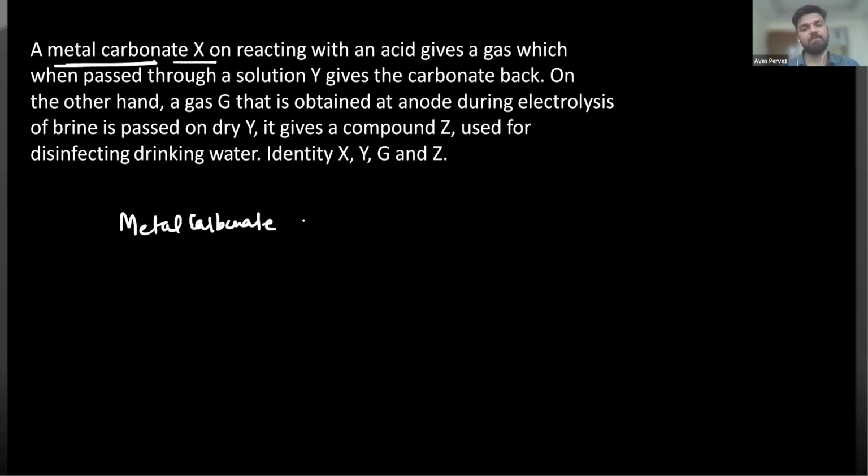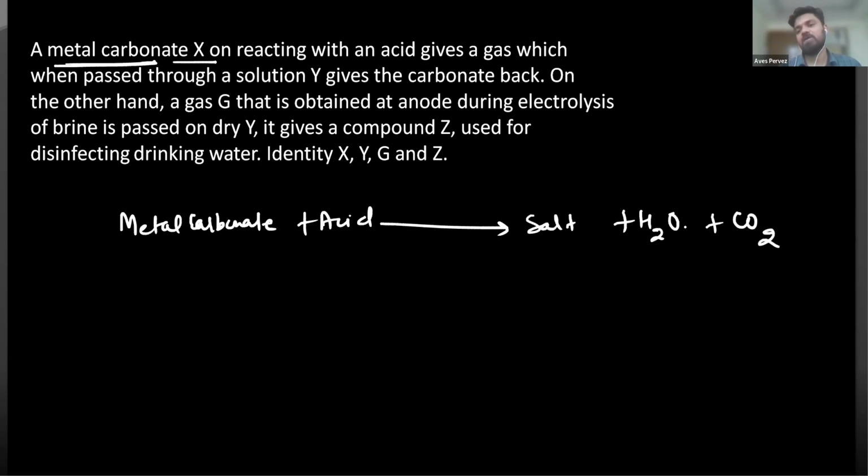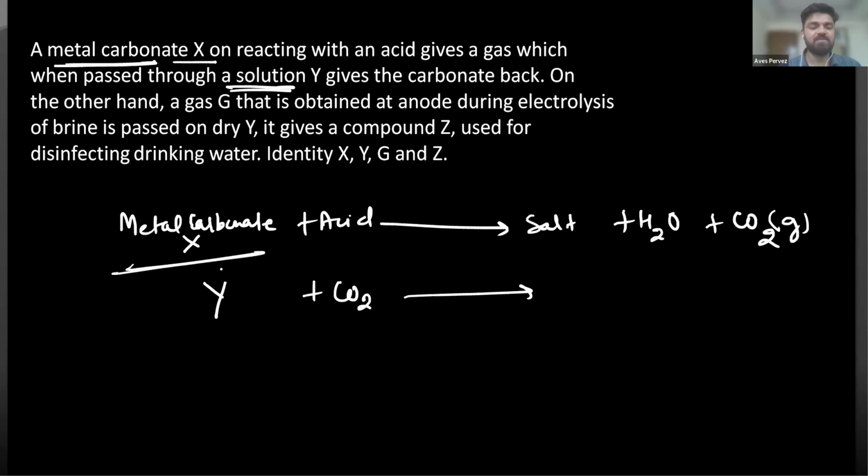When metal carbonate reacts with acids, what will it give you? Salt plus water plus carbon dioxide. So it gives a gas which, when passed through a solution Y, gives the metal carbonate X back. We still have no idea what X is, what Y is.